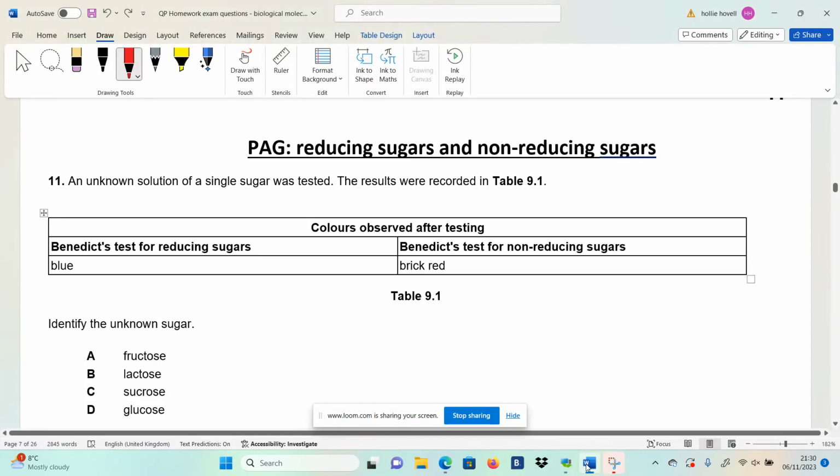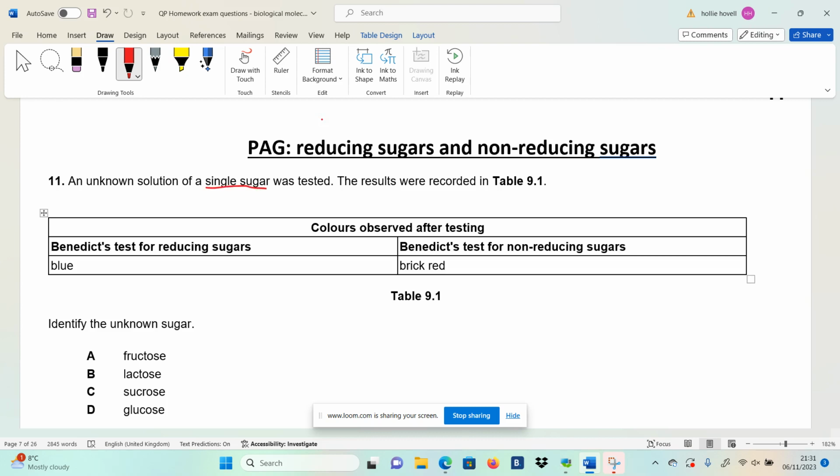This is the second one in the series of videos going through these past exam questions. So the next section of questions is linked to the PAG on reducing sugars and non-reducing sugars. So question 11, an unknown solution of a single sugar was tested. So it means we're only testing for one sugar, not a mixture of sugars. The results were recorded in table 9.1.